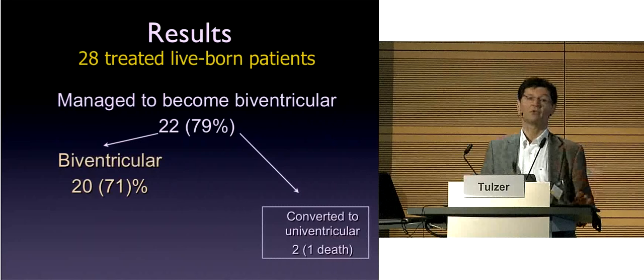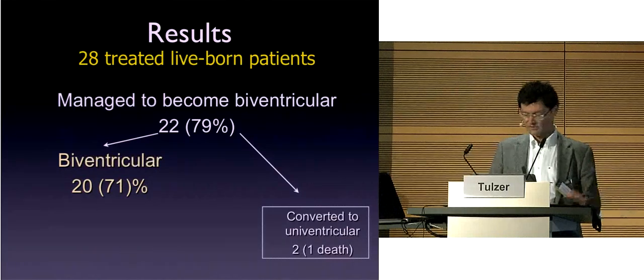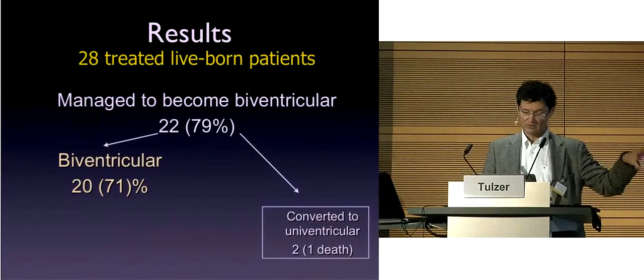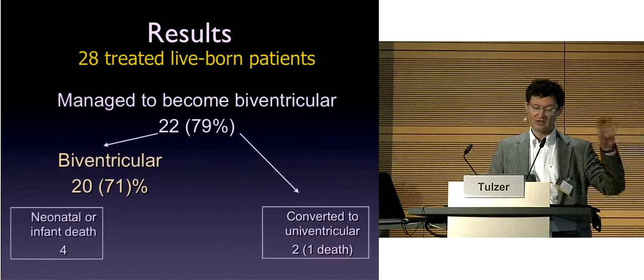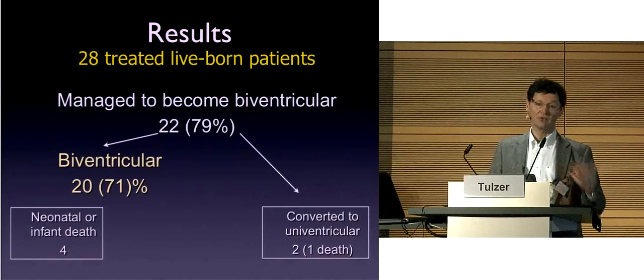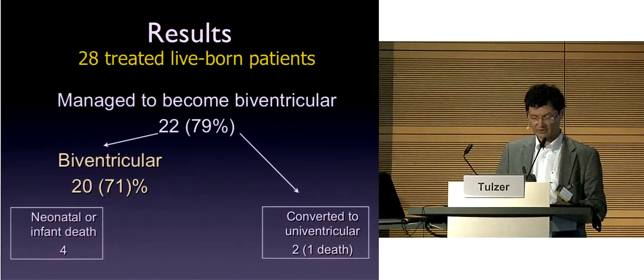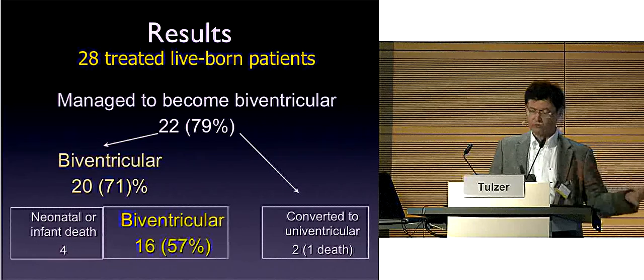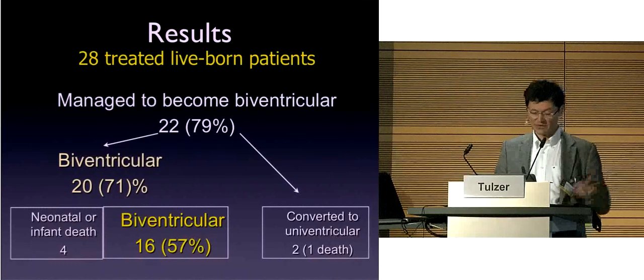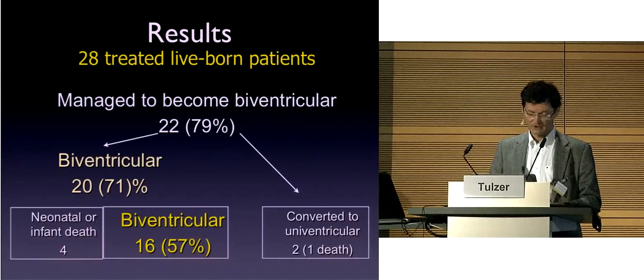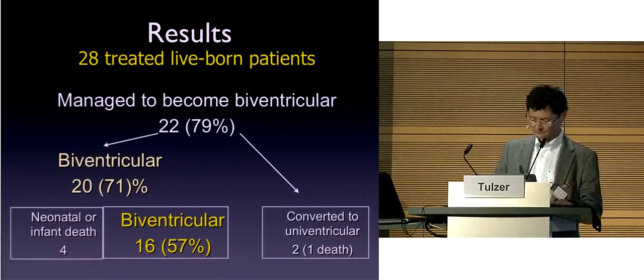In 2 of them, this was not successful, and they had to be converted to a univentricular circulation. 1 of them died. So there were 20 left with a biventricular circulation, but 4 of these died in the neonatal or infant period. Not all due to this aortic valve stenosis, but due to other problems at cath and necrotizing enterocolitis. So what we were left with, with survival at least to 1 year, were 16 cases, or a biventricular success rate of 57%.